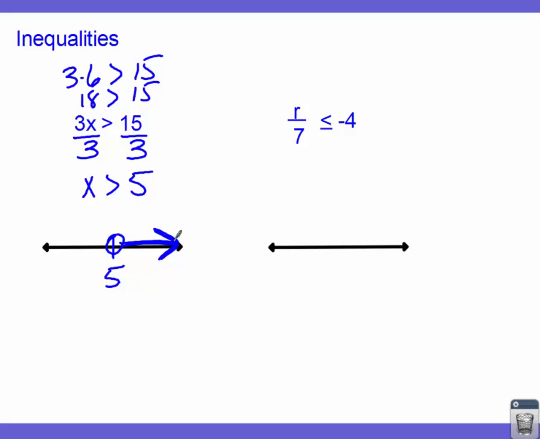Now, on the second one, we have a divide by 7. So to get rid of a divide by 7, we're going to do a multiply by 7. So we multiply the other side by 7 as well. The 7's divide out and become 1. And we end up with 1r is less than or equal to, and then negative 4 times 7 gives me negative 28.